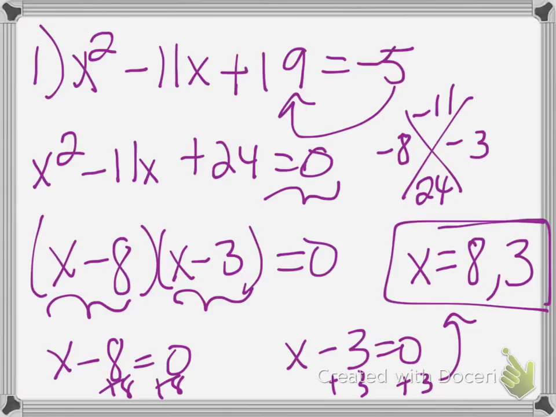I have solved this quadratic equation by factoring. So you factor, which we have been doing. You set each binomial equal to 0 and solve. So what that means is these are my x-intercepts of the quadratic function.